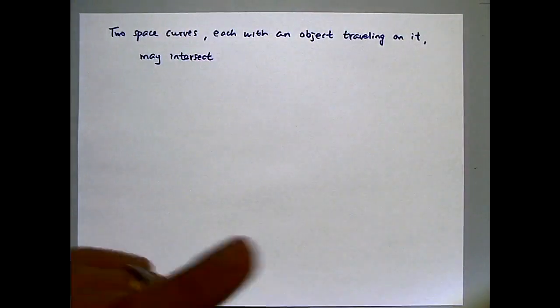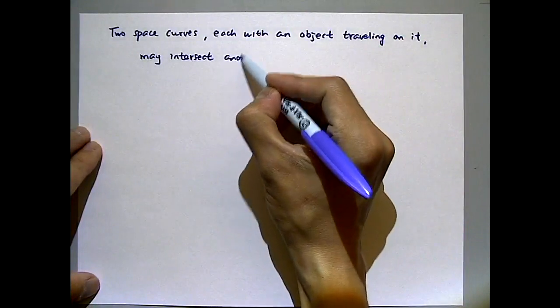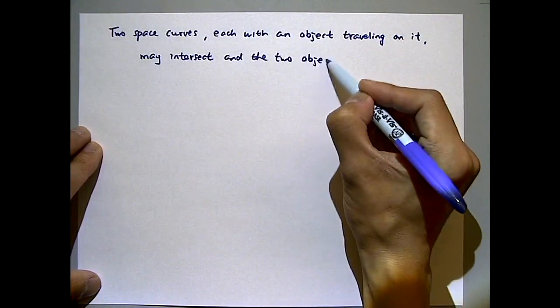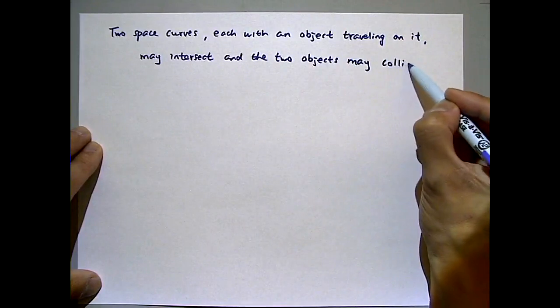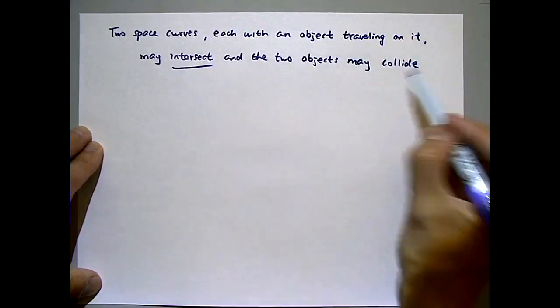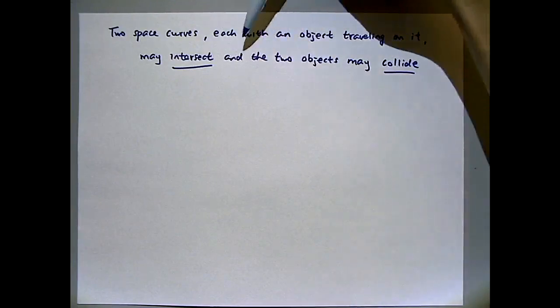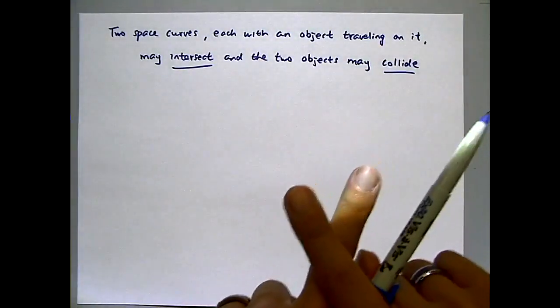And these two space curves may intersect, right? So we're talking about two kinds of things here. The intersection of two curves. That's pretty easy to see. But each one has an object traveling on it as time goes on. If these two objects arrive at the intersection at the same time, they're going to collide.